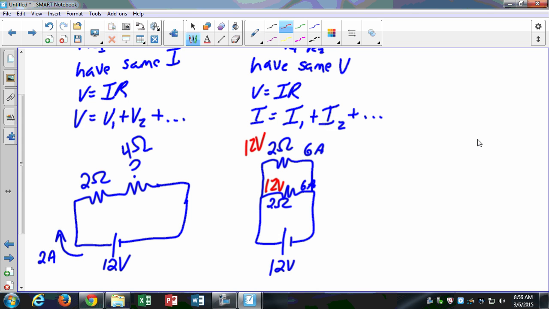And then you'll also have a combination circuit. Maybe something like this.